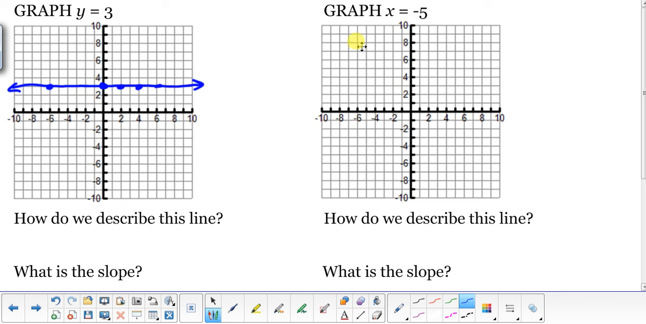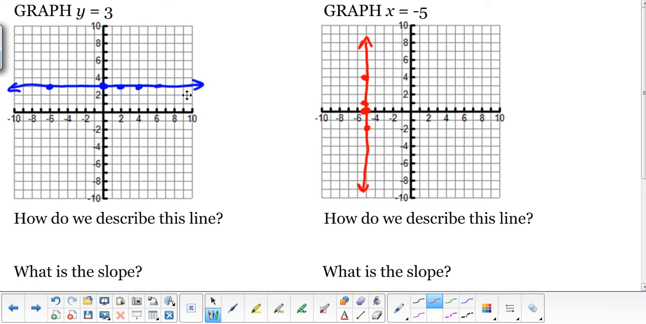This line says graph x equals negative 5. Well, where is x equals negative 5? Here's one place where the x is negative 5. Where else is it negative 5? (Negative 5, 1), (negative 5, 4), (negative 5, negative 2), anywhere straight up and down. That is where x is negative 5. Anywhere on this line, the x is always negative 5.